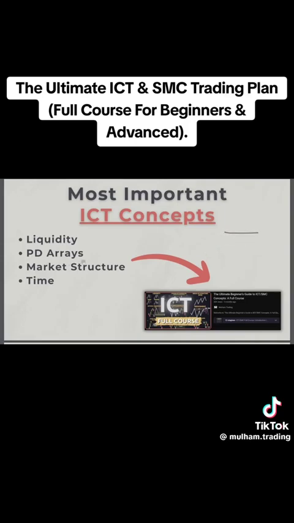And then there are PD arrays, which is the second most important ICT concept. But even PD arrays, when looking at the lower time frame, are liquidity at the end. ICT put it in a way that you don't see it on the same time frame. So PD arrays, again, are nothing but liquidity on the lower time frame. A fair value gap, for example, if you switch to a lower time frame, and I've talked about this before, is nothing but what? Liquidity.